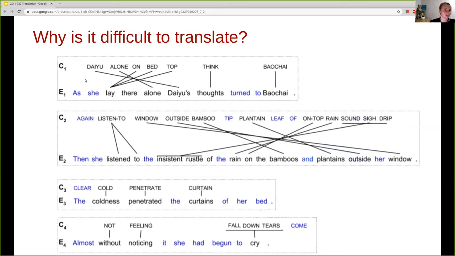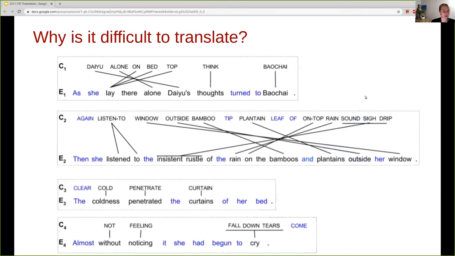We can look at, for example, a one-to-one alignment from the Chinese word thing to the English translation thoughts. And we can see also a one-to-many alignment, for example, from the Chinese noun compound on bed top to a single word in English, lay. Now, when we see this crossing of the lines, they signal to us that the order of words between the two languages is different. So there is a difference in the order of subject, verb, object, and the others, which again makes monotonous translation difficult.